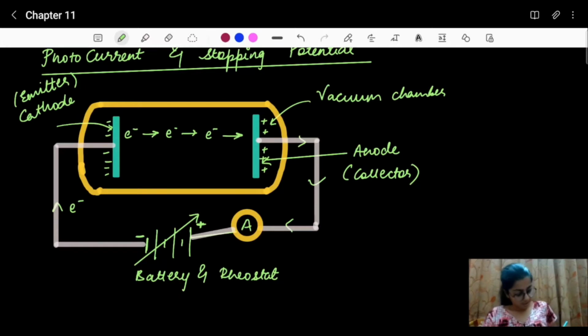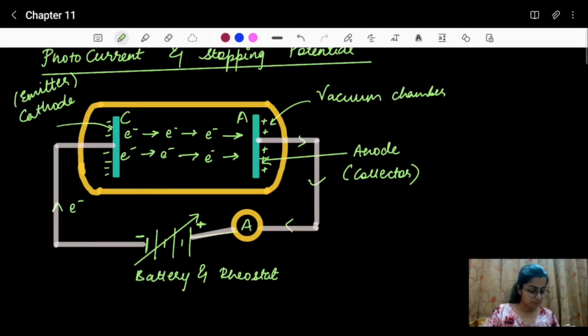Now these electrons are moving continuously from cathode to anode. This is cathode, let me write C, and this is anode, so let me write A. The electrons are moving continuously, but at a particular time when an electron wants to come out from the cathode, what will happen? There will be an electron already present in front of it, and we know that two electrons have negative sign. That's why they are going to repel each other.